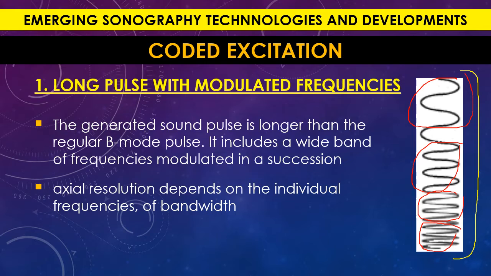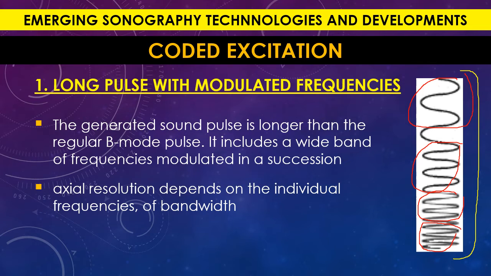We know that the B-mode pulse is nowadays within the range of two to three waves along the pulse. Now you can see here more than this. So it's a longer SPL, a longer pulse duration. It includes a wide band of frequencies, as you see here, like this or this or this. All these are different frequencies in the same pulse.